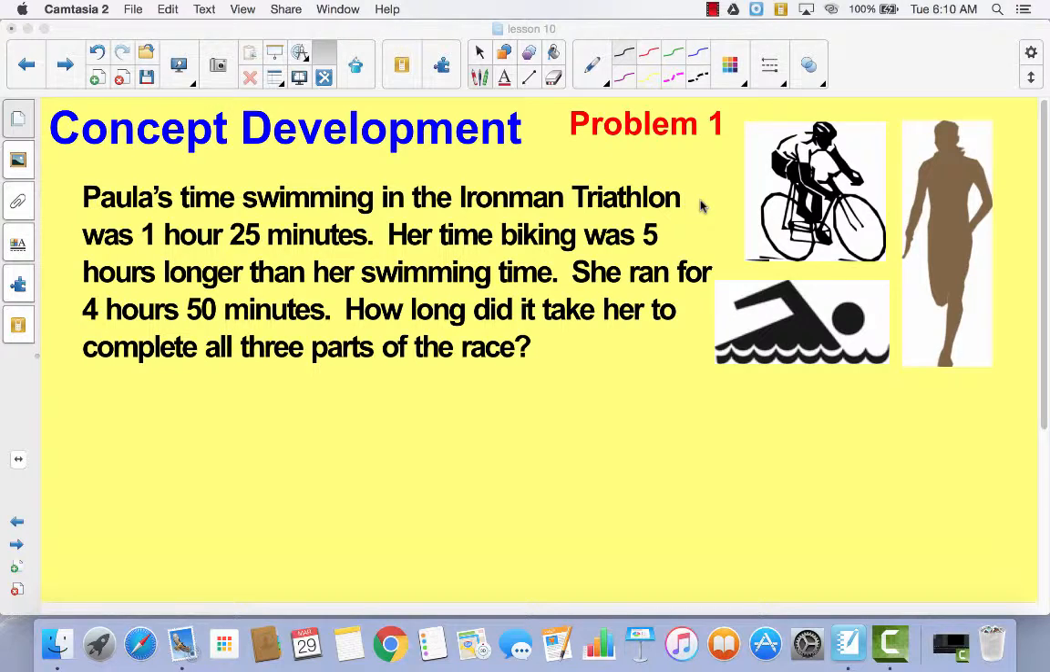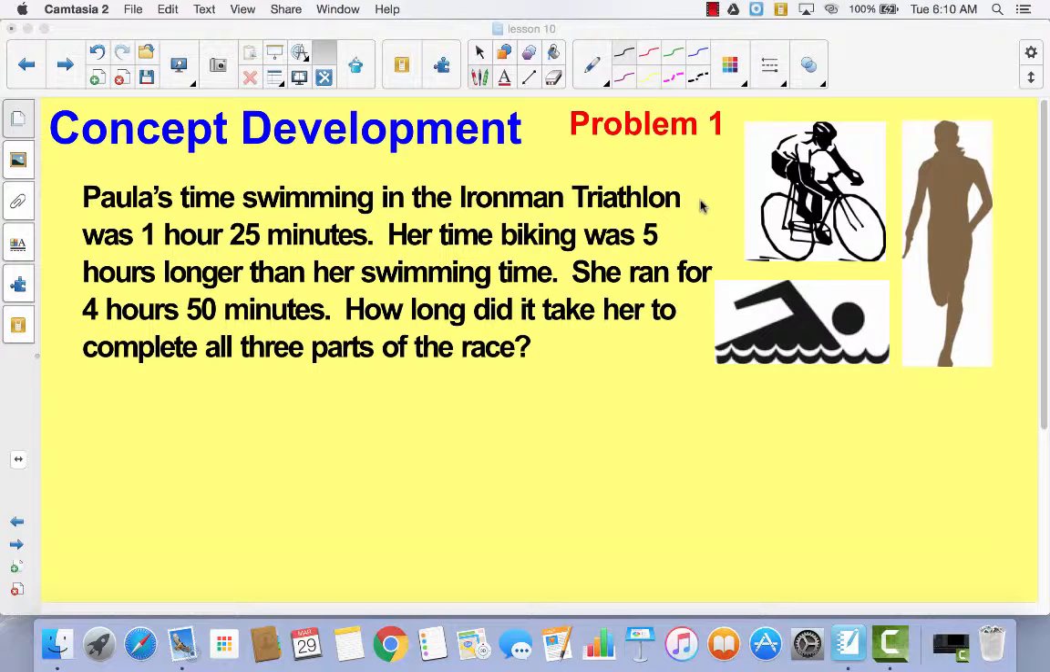Okay, so this is problem 1. We're going to use the RDW process. We're going to read, draw, write a number sentence, and also write a word sentence. So Paula's time swimming in the Ironman triathlon was 1 hour 25 minutes. Her time biking was 5 hours longer than her swimming time. She ran for 4 hours 50 minutes.